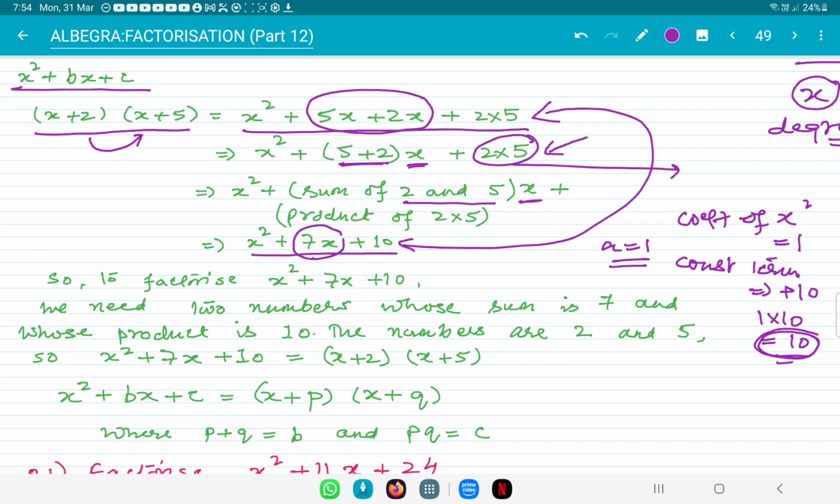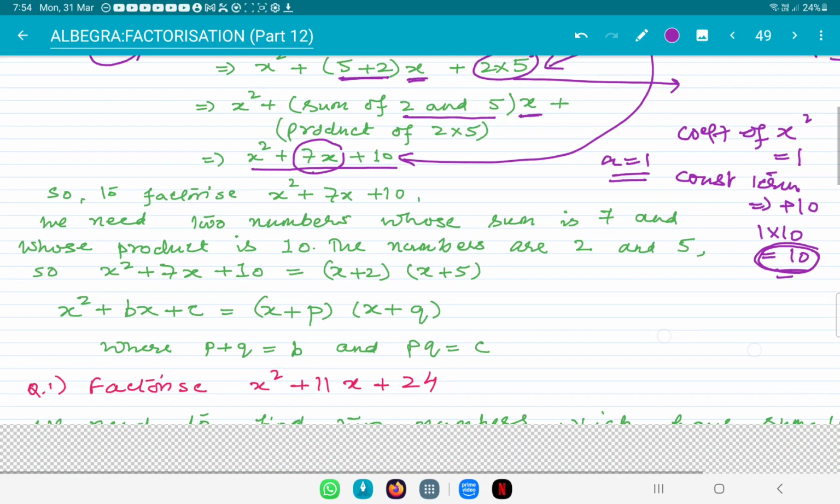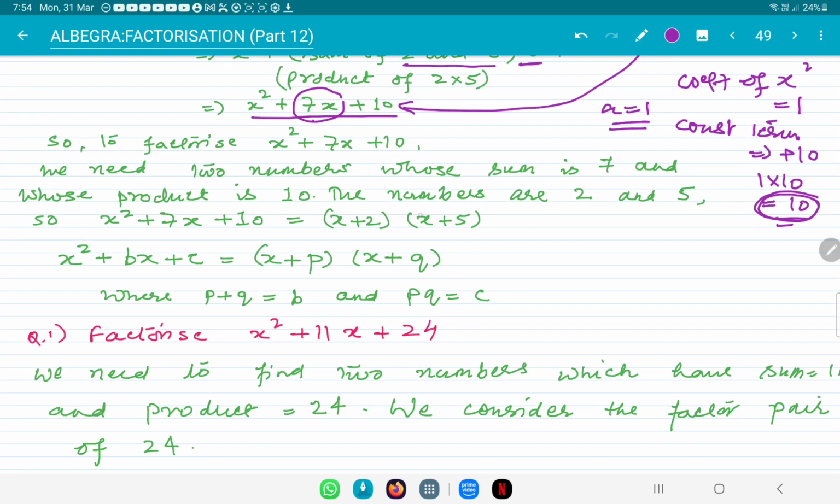Clear? I am emphasizing the sign because if there is some minus sign, then you have to do it in such a way that your product is according to the given question. So we need two numbers whose sum is 7 and whose product is 10. The numbers are 2 and 5. So x square plus 7x plus 10 can be factorized as x plus 2 into x plus 5. Through this we can generalize. So this is our generalized form.